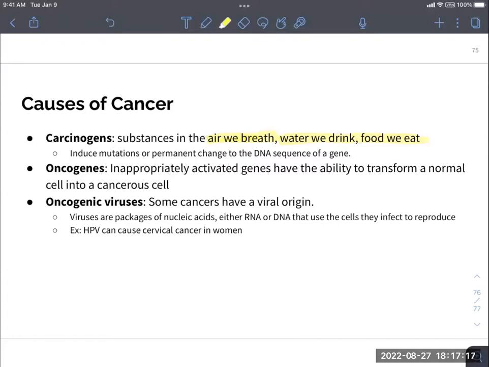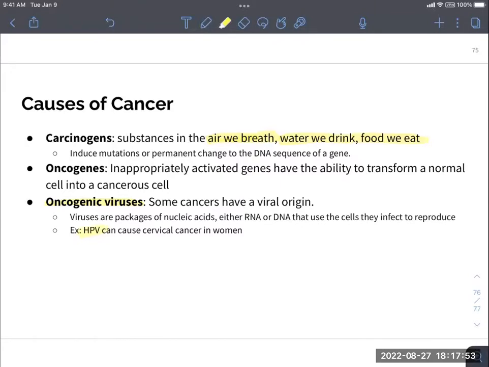Oncogenes is when a portion of our genes are actually activated that shouldn't be. So it transforms a normal cell by activating something that shouldn't be activated into a cancerous cell. There's also oncogenic viruses. Some cancers actually have a viral origin. HPV is a great example. HPV is actually a virus that causes cervical cancer in women.